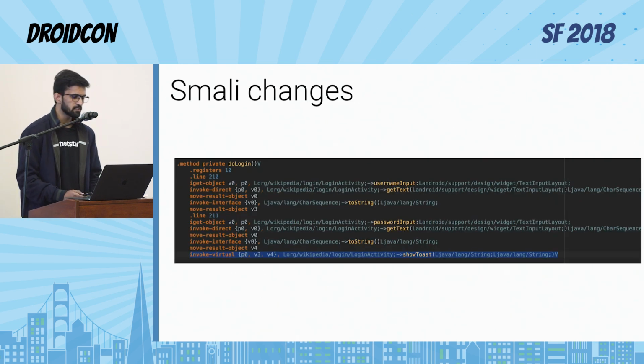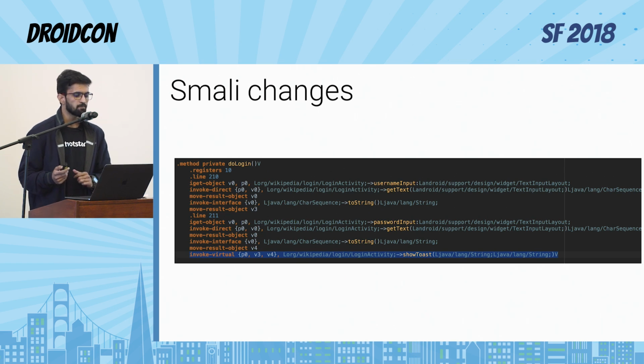So let's make Smali changes. What exactly are we doing here? I pasted the generated Smali bytecode of the showToast method in the bytecode of the login activity. Now I just need to call my showToast method from doLogin while passing username and password as arguments.